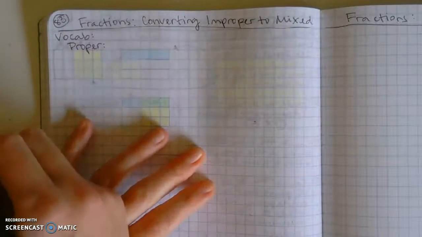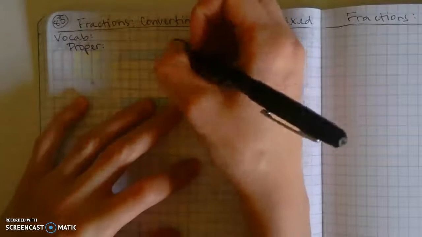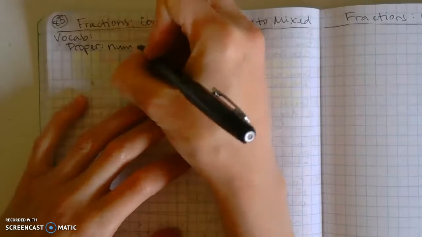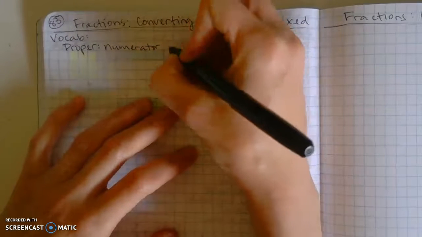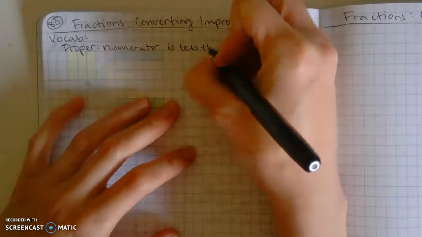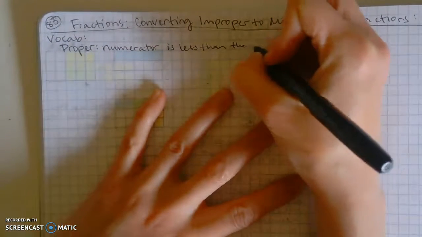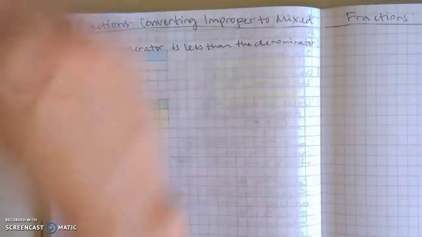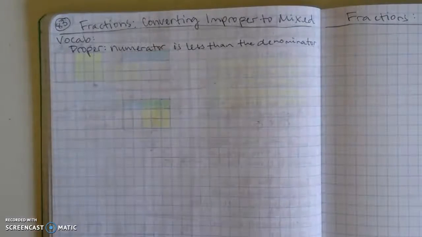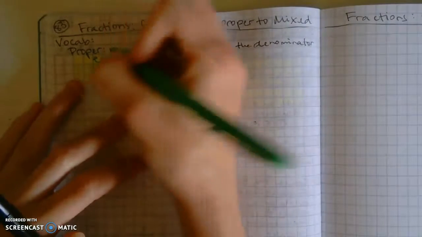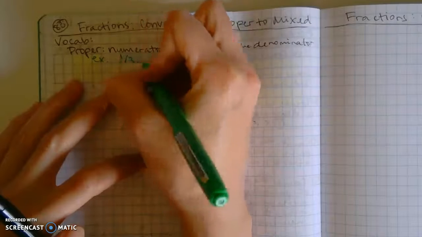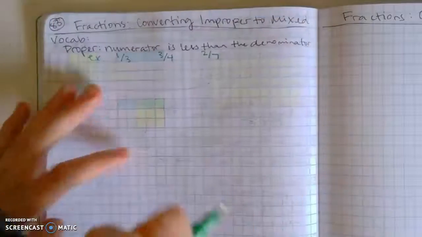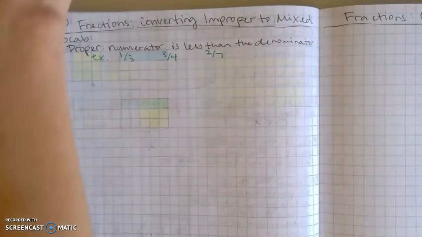So a proper fraction is, sorry, I lost my place on my page, is when the numerator is less than the denominator. Okay, so examples of that, I'm going to do my examples in green for right now. Example would be 1/3, 3/4, or 2/7. Okay, so that's a proper fraction.